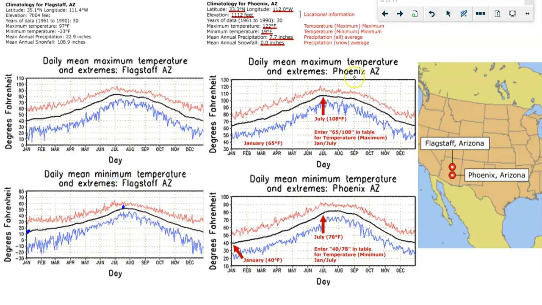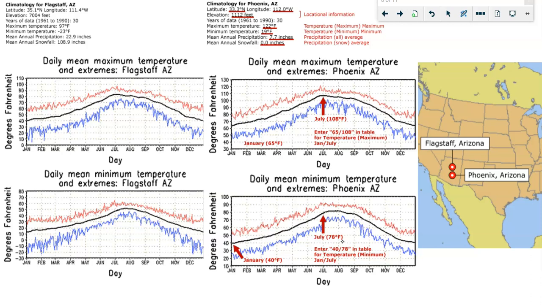If we go over to Phoenix and we look here, our maximum temperatures in the summer are in the hundreds, and that's hot. Our maximum temperatures in the winter are in the 60s. For minimums, we see 40s for the winter and high 70s for the summertime. So what's a big difference in temperature we see here? In general, Phoenix is hotter than Flagstaff. The temperature differences are not that extreme.